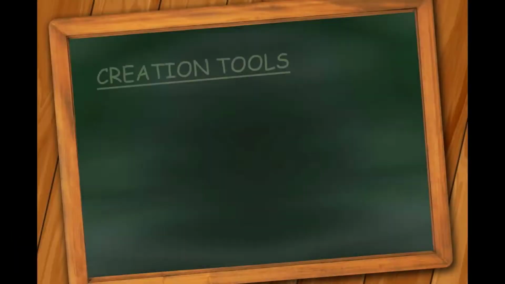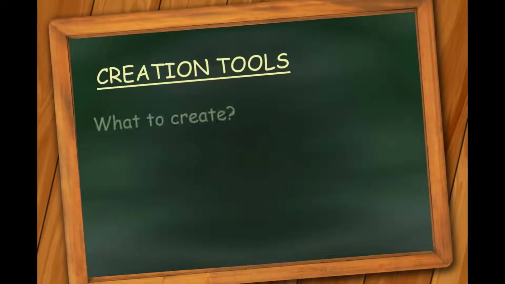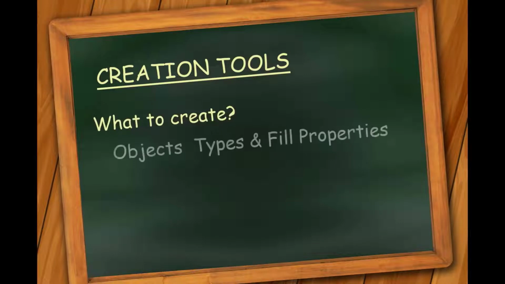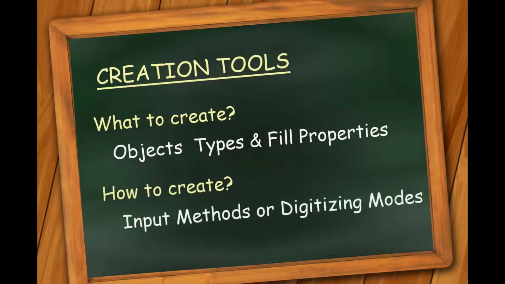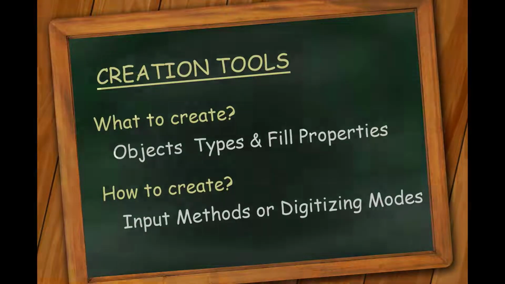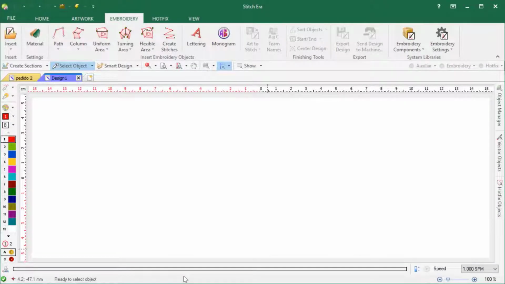There are two aspects when we talk about creation tools. What can we create? It refers to the individual parts to create, object types, fill styles, and properties. How can we create? It refers to the available options to digitize the objects, the digitizing modes. Object types and fill styles.